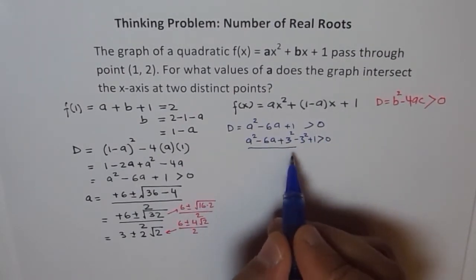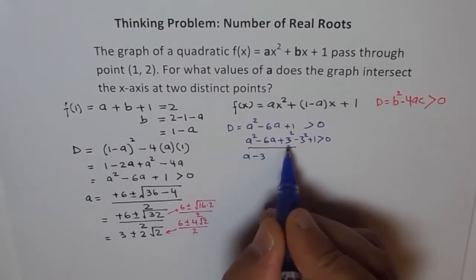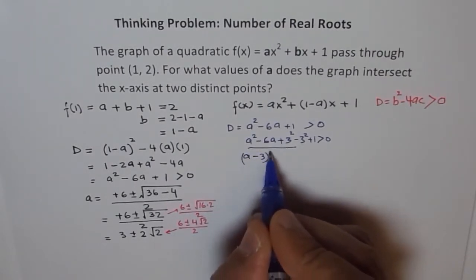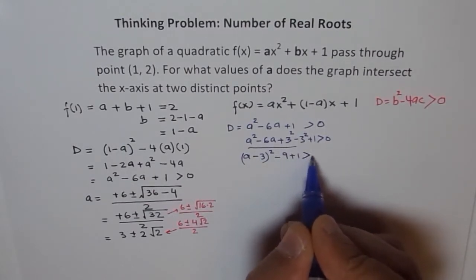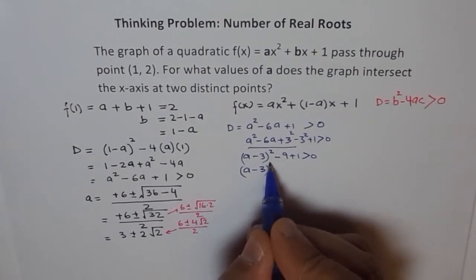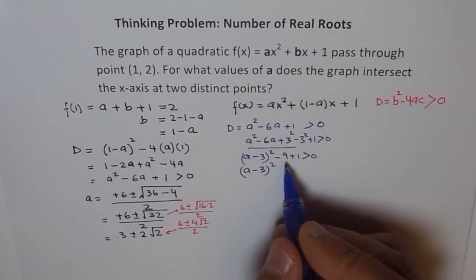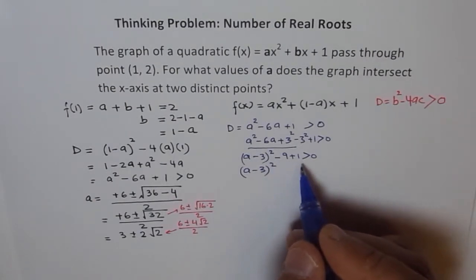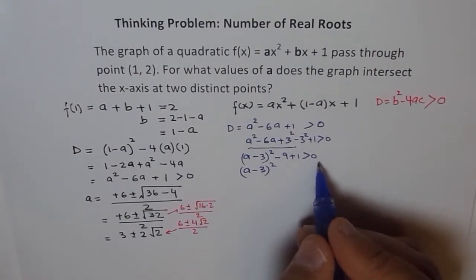So this becomes a perfect square. So we can write this as a minus 3 square, where minus comes from there and 3 from there. Minus 9 plus 1 should be greater than 0. And this is a minus 3 whole square, and we get minus 9 plus 1, which is minus 8, right?